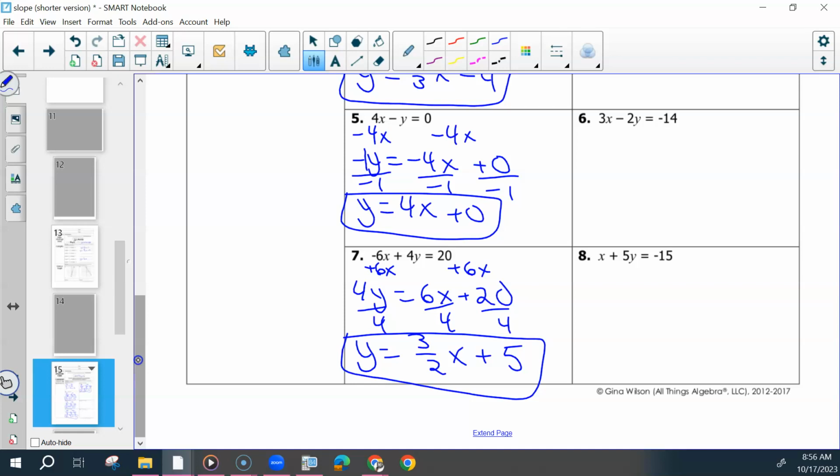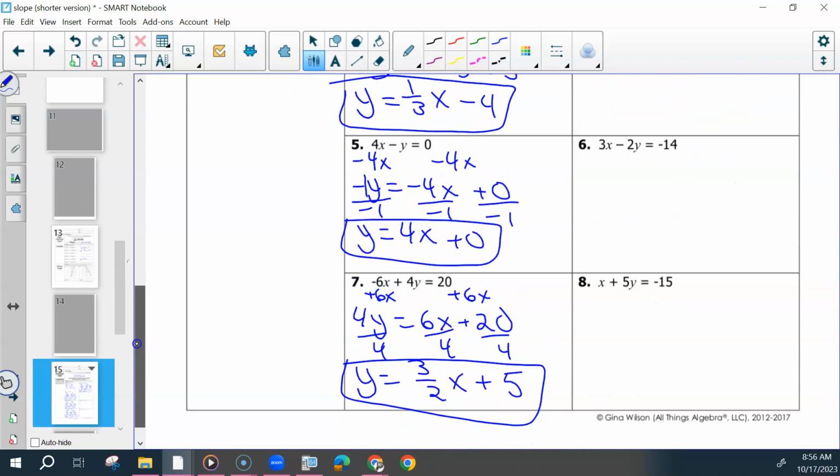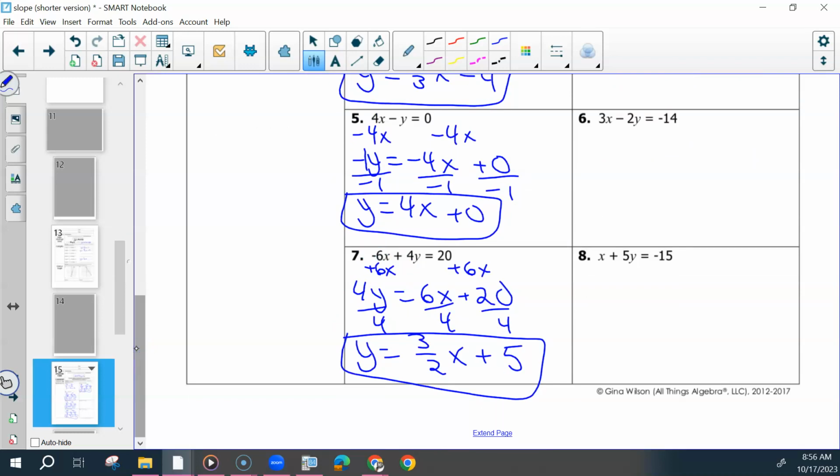I want you to try number 6. If you finish number 6, raise your hand and come check it. If you want to try 4 and 8, I think you did 3. Yeah. Then you can try those, but really I'm just looking for number 6 right now.